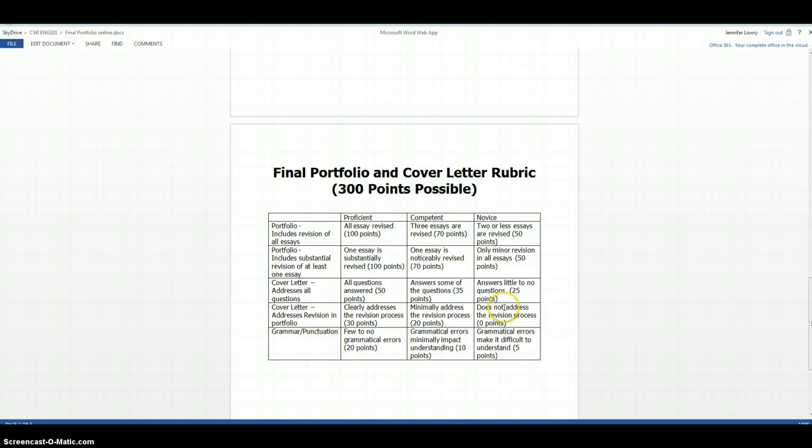And then here's the breakdown in terms of the points that you will earn on this assignment. And this final portfolio is worth 300 points. So it's worth quite a big chunk of your grade. So do note that when you're working on this.